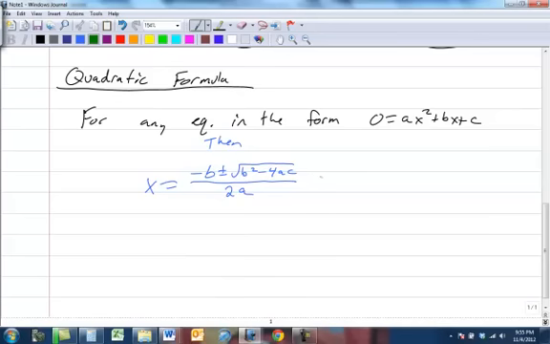Anyway, so quadratic formula, right, where a, b, and c are all coming from the quadratic equation there.